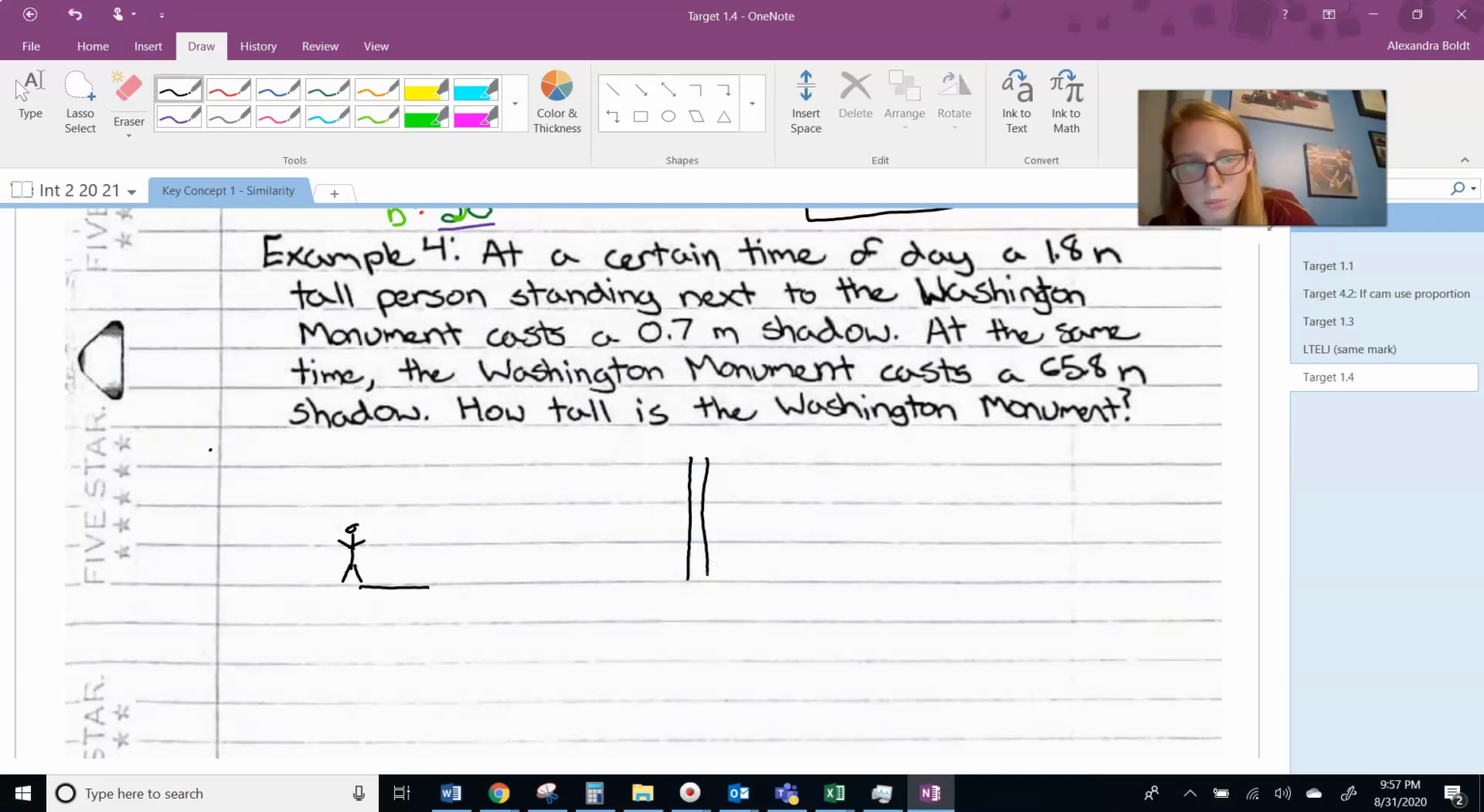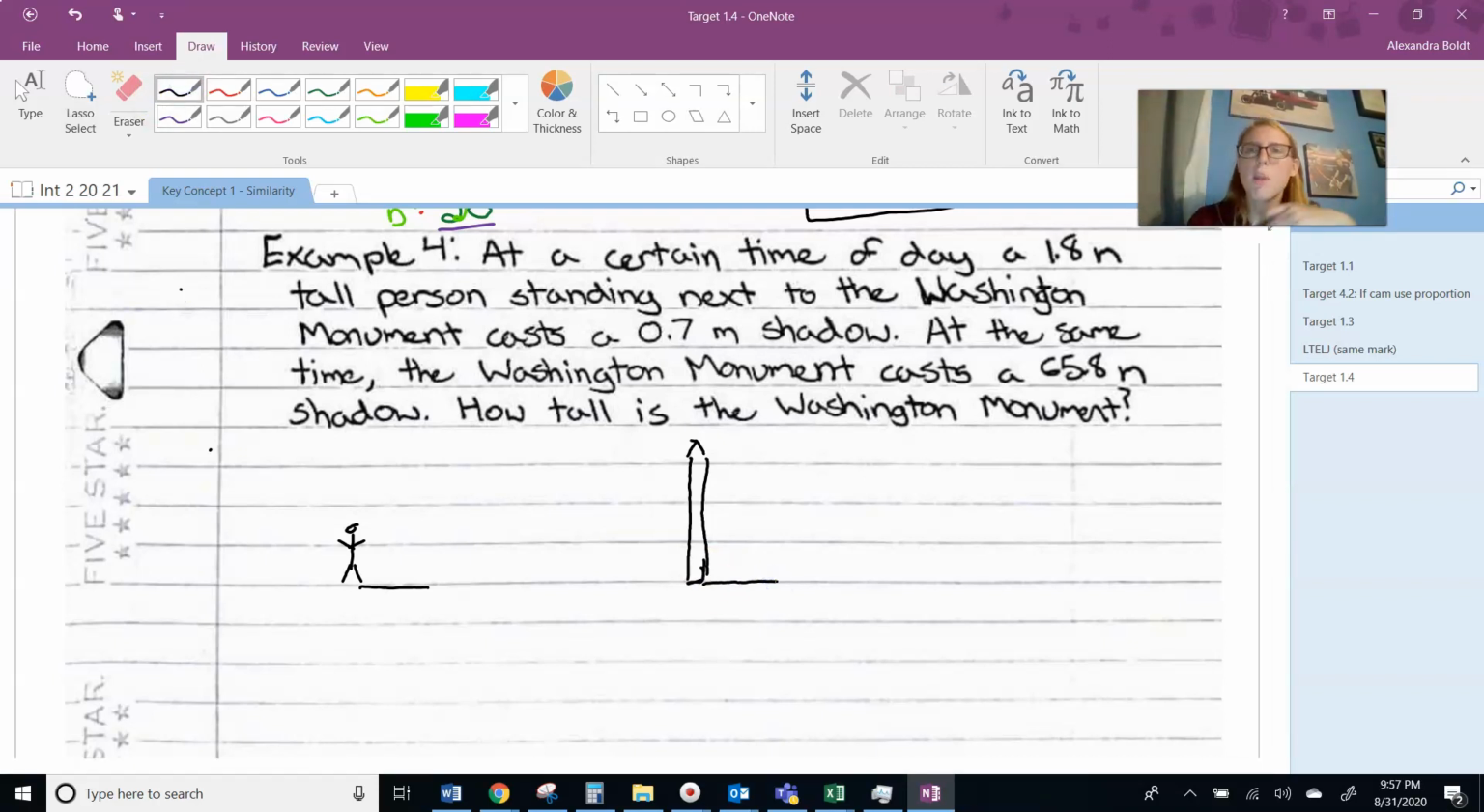Then we have our Washington Monument. That's a beautiful Washington Monument, if I do say so myself. I am not artistic. I can't draw. So I always try to draw pretty pictures for word problems, and they always look horrible. But just pretend that that's the prettiest Washington Monument that you ever did see. And the Washington Monument will have a shadow as well.